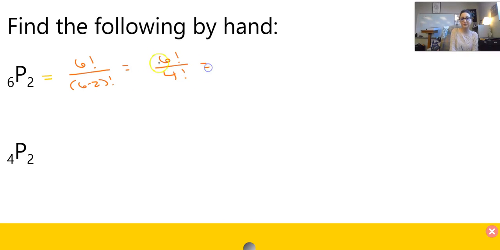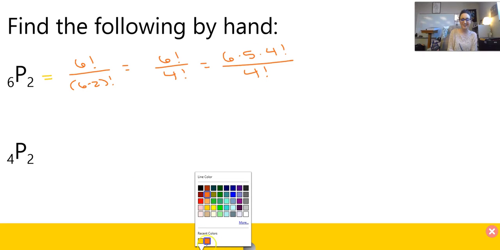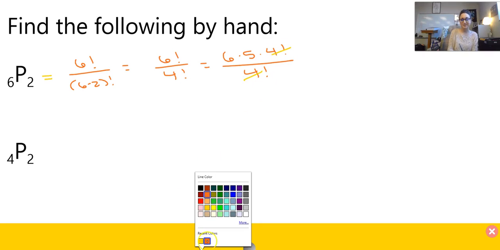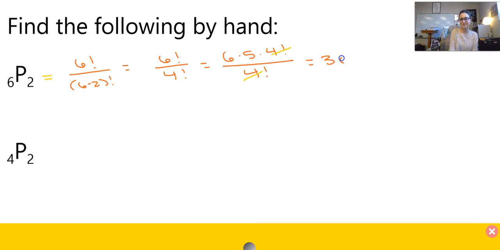Now if we're doing this by hand, what you're going to do is expand the numerator until you get to the denominator. In other words, 6 factorial is 6 times 5 times 4 times 3 times 2 times 1, but I'm just going to go 6 times 5 times 4 factorial to take care of the rest, because I've got a 4 factorial here as well. And so now these cancel, and I'm left with just 6 times 5, which is 30. All right? Let's try this next one.